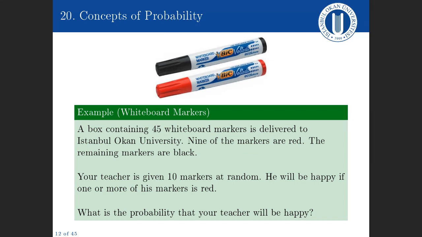So, for example, a box contains 45 whiteboard markers, is delivered to Istanbul Okan University. 9 of these markers are red and the other 36 markers are black. Your teacher is given 10 markers at random. He will be happy if 1 or more of his markers is red. What is the probability that your teacher will be happy? In other words, what is the probability that at least one of these 10 markers is a red marker?